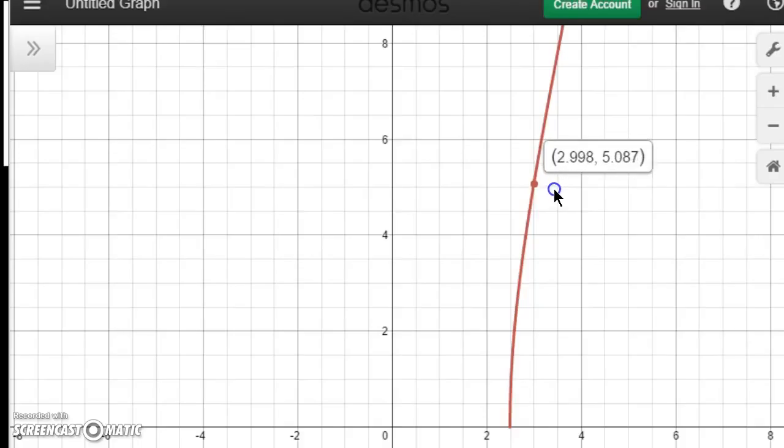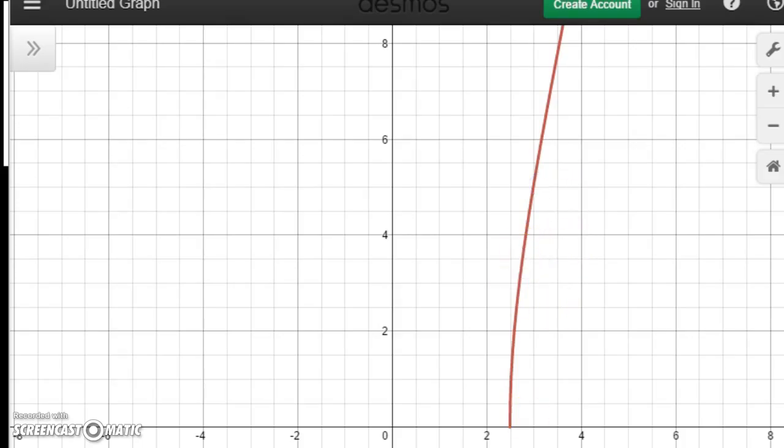When my x is 2.998, my y value is 5.087, right? For now I don't know exactly why, but what I do know for sure is that coming from both sides, they do converge to the same value. It's going to be a little bit more than 5. It seems to be converging at the point 3, 5.099. But again, this 5.099 could be rounded.